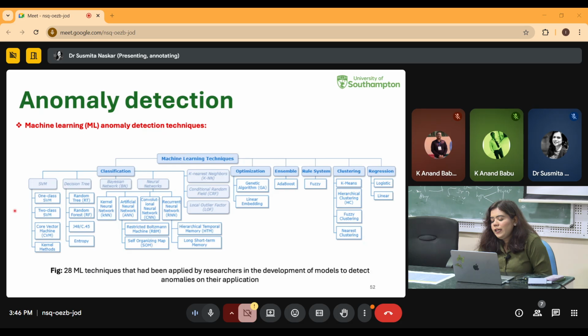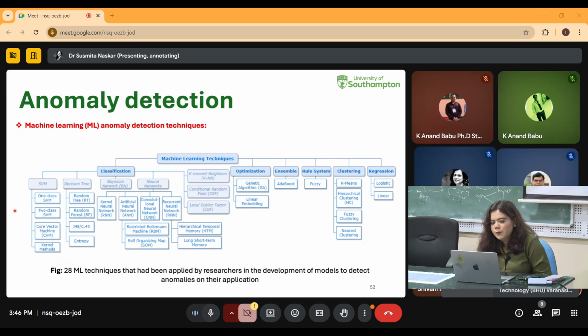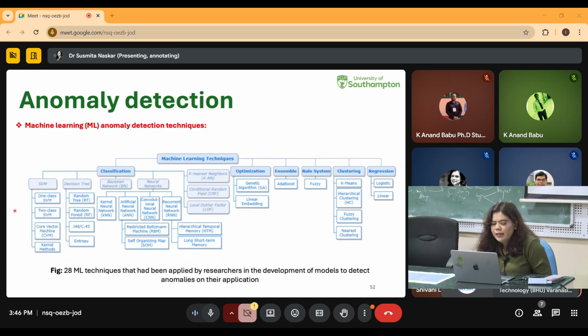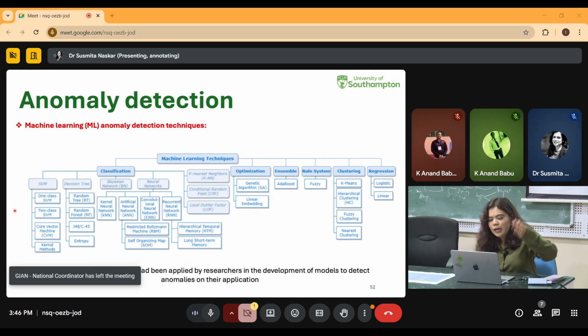And then one of the very famous ones is the regression techniques, such as logistic and linear regression. They actually model the relations between variables to spot the deviation, right? So in this diagram, you can see how broad and versatile the machine learning approaches are in tackling anomaly detection. I'm very sure a lot more are always being added, but I've tried to identify the main ones, and there are definitely a lot of branches alongside them.